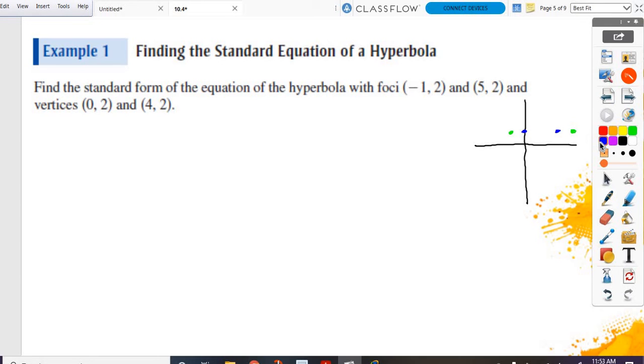And if we refer back to our pictures, where do our foci have to be in terms of our hyperbolas? They have to be inside of them. So our foci are going to tell us which direction we open. So if our foci have to be inside of our hyperbolas, which direction are they going to have to open? Left and right.